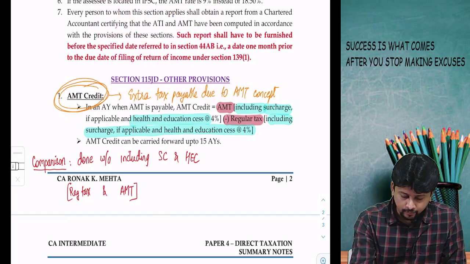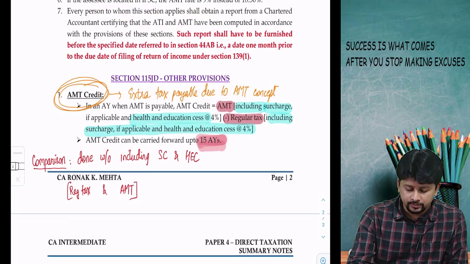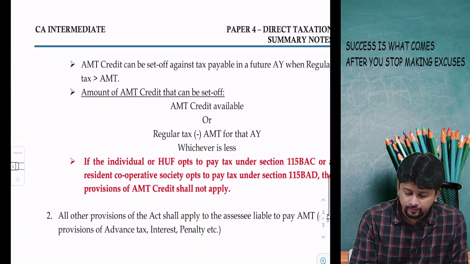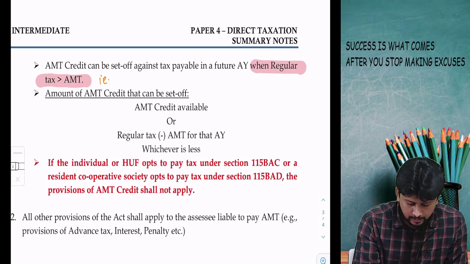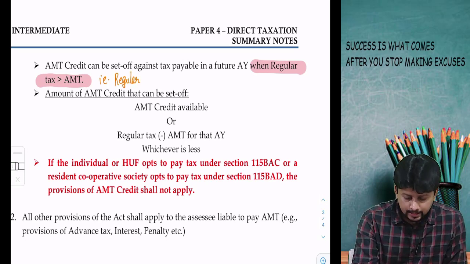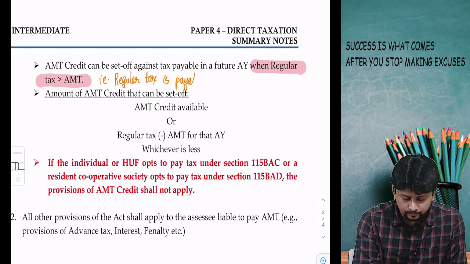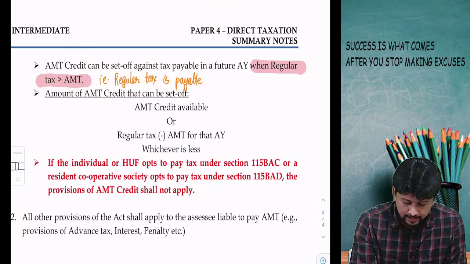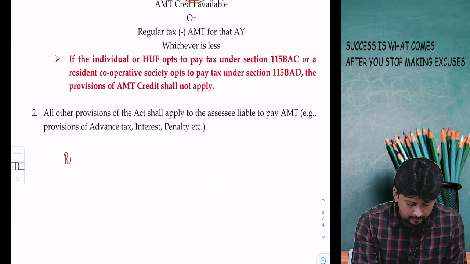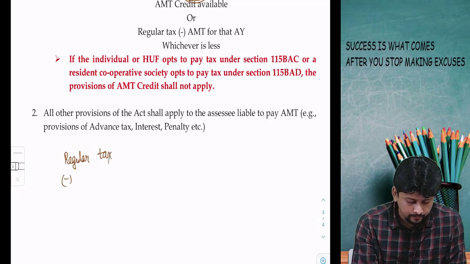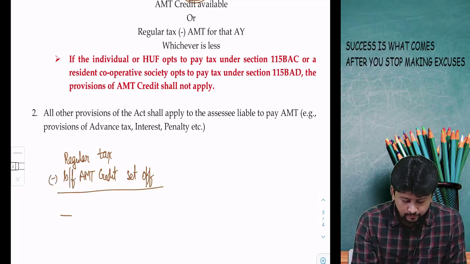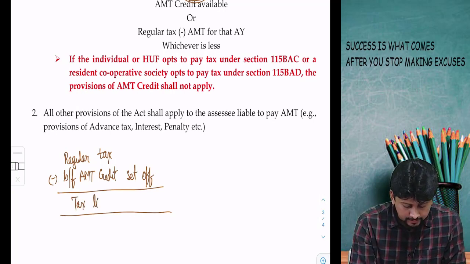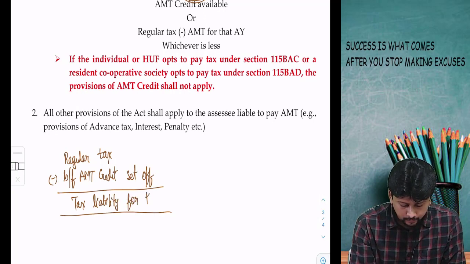This AMT credit will be carried forward for a span of 15 years. When you carry forward something, what do you do? You set it off. So when will you set it off? In a future assessment year, when regular tax is greater than AMT. Common sense question. If regular is greater than AMT, it means regular tax is payable. But then what will happen is, I will get a set off benefit, which means I will say that my final tax liability will be the regular tax minus the AMT credit which has been set off. But obviously, if I have to write something accurately, let me say brought forward AMT credit which is set off. This is the final tax liability for that assessment year.